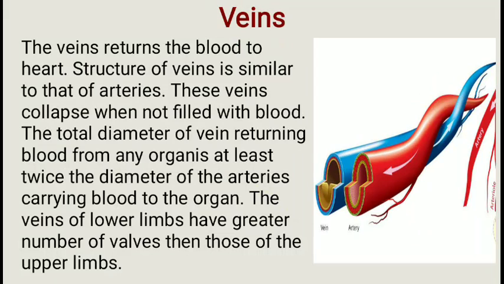The veins of the lower limbs, that is the limbs below our heart, have a greater number of valves than those of the upper limbs. We can see there are a greater number of valves in the lower side of the veins as compared to the upper limbs. Clear?